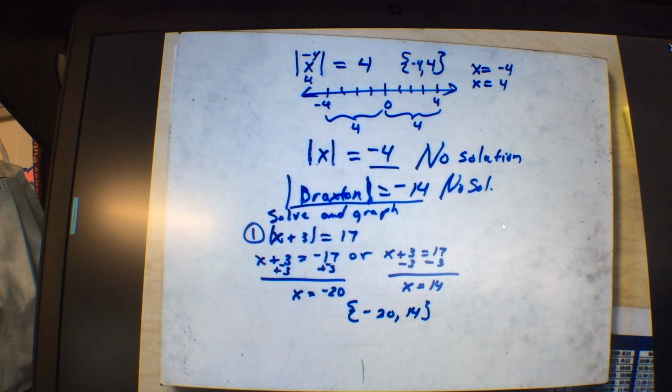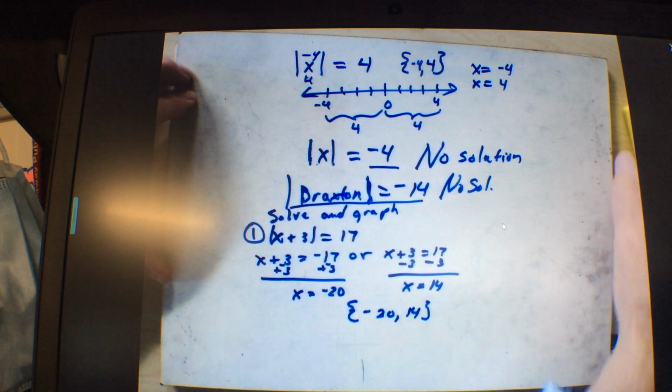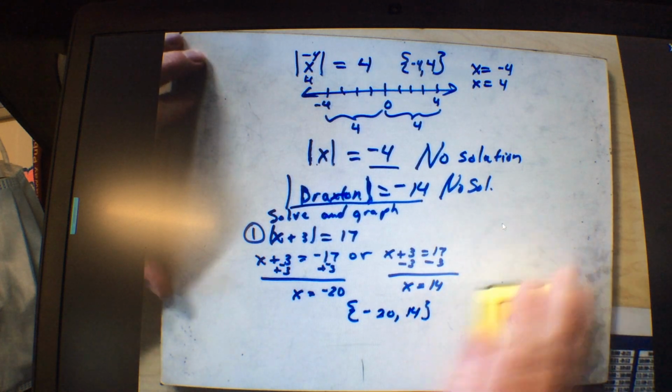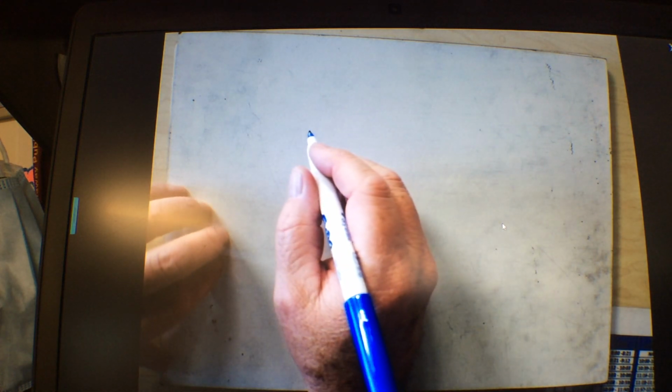Any questions on this before I race? All right, we're good. Okay, so let's go back now. Same directions. Oh, I forgot to graph it. I'll graph this one. I'm sorry. I forgot to graph it.